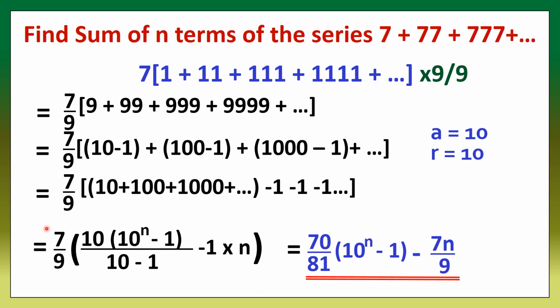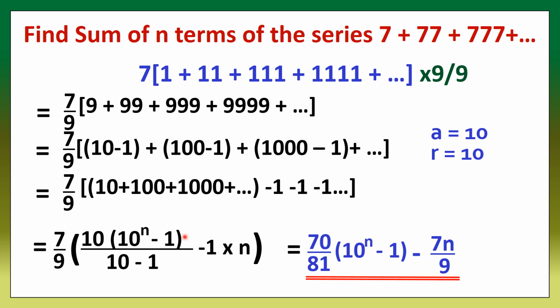This 7 into 10 is 70. And this 9 into this 9: 10 minus 1 is 9, that 9 into this 9 is 81. And then 10 raised to n minus 1 is kept as such. We cannot solve it because n is unknown.